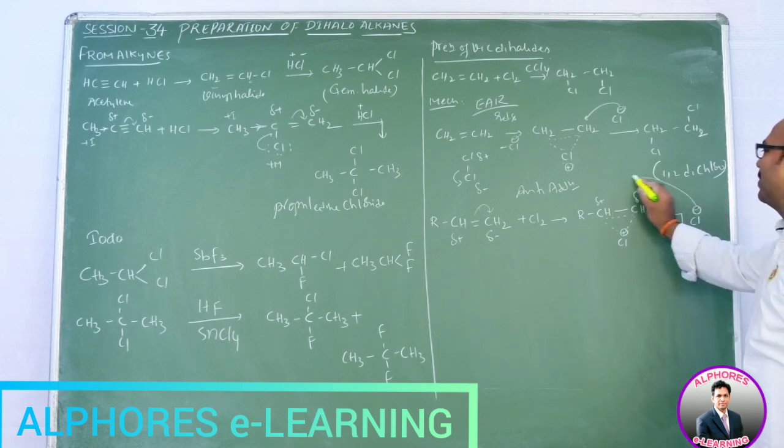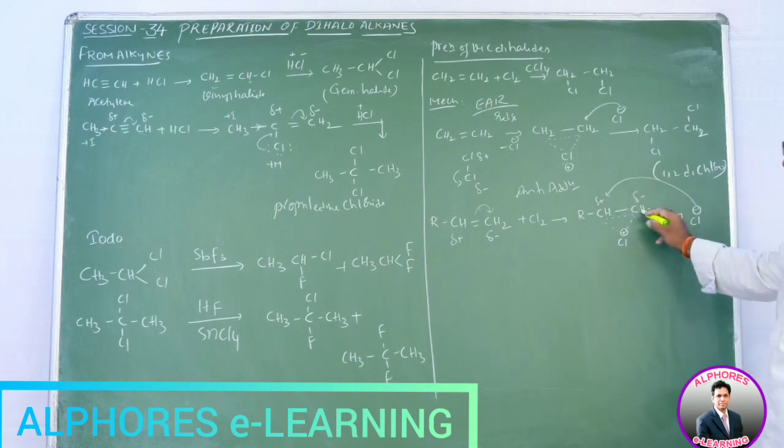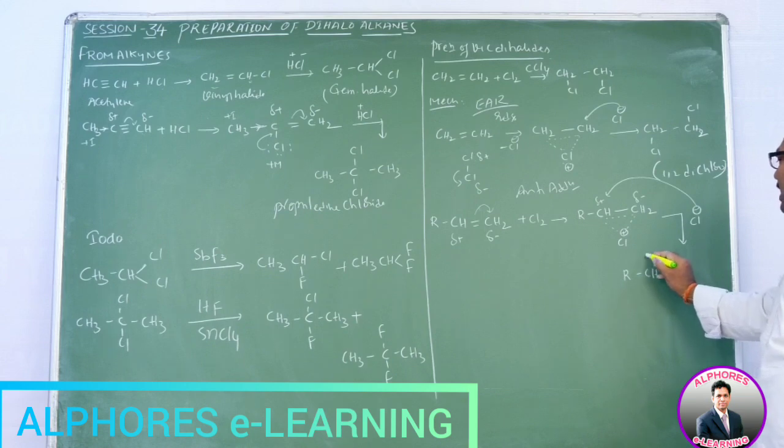Then the Cl minus prefers to go to this carbon but not to this one. Then we are getting RCHCl and CH2Cl. Oral addition is syn addition.